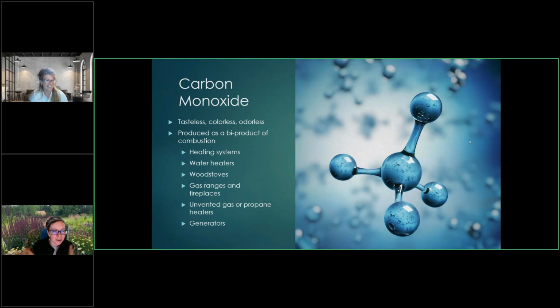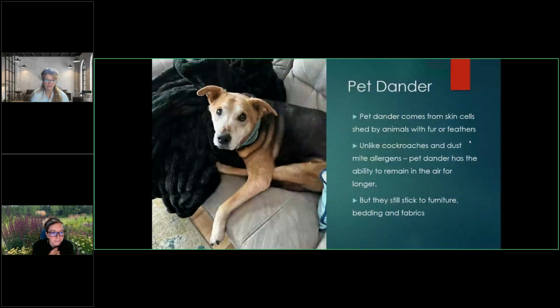Carbon monoxide is tasteless, colorless, and odorless. This is another reason why gas ranges inside tight houses are a problem, because you won't necessarily know if you have a problem. It's created by heating systems, water heaters, wood stoves, gas ranges, and fireplaces, unvented gas or propane heaters, and generators. So we want to be paying attention to the things that we could have in our house. There are carbon monoxide alarms that you can have in. You want to have a low level carbon monoxide alarm, not just the ones that are all readily available on the market.